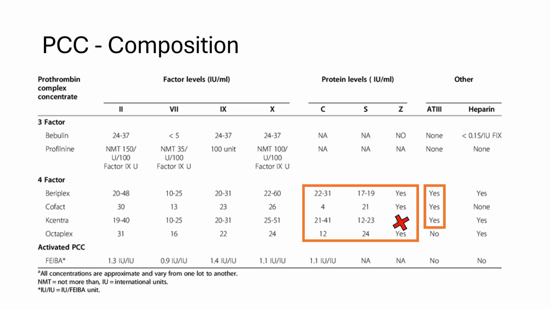This is a list of available PCCs, and when we look at the 3-factor PCCs, they do not contain protein C, S, and Z, and also none of them contain antithrombin 3. Compared to that, the 4-factor PCCs all contain protein C and S, and some of them contain protein Z, antithrombin 3, and heparin.